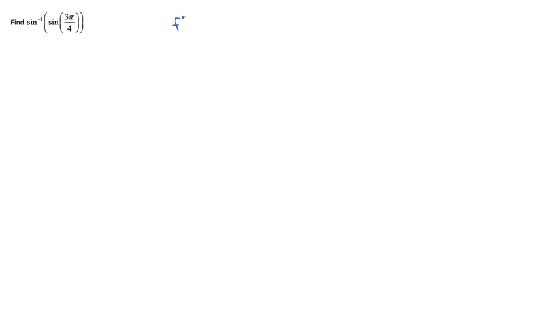We know that f inverse of f of x should just equal x. Of course, it goes both ways, so f of f inverse of x also should just equal x. So you're looking at this and saying, okay, it's a composite function between the function and its inverse, so my answer should be 3 pi over 4.